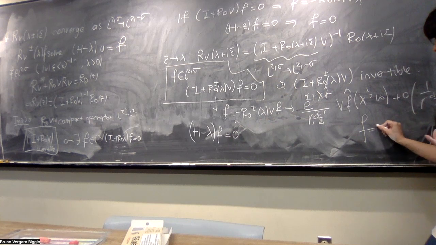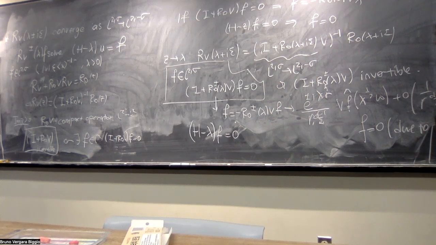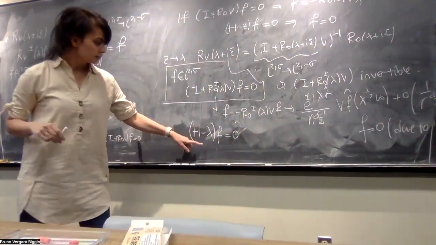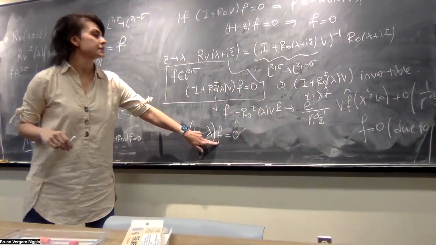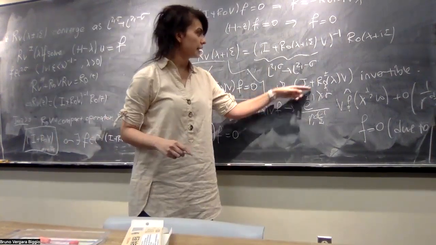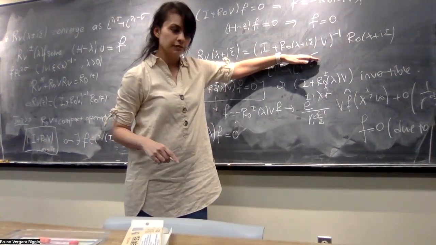So in particular, F is 0 due to the Sommerfeld radiation condition, because this is exactly the condition that Sommerfeld is asking for. And so in fact, my F is going to be 0. So I'm not going to be in this case, I will be in this case. So this guy is going to be invertible.